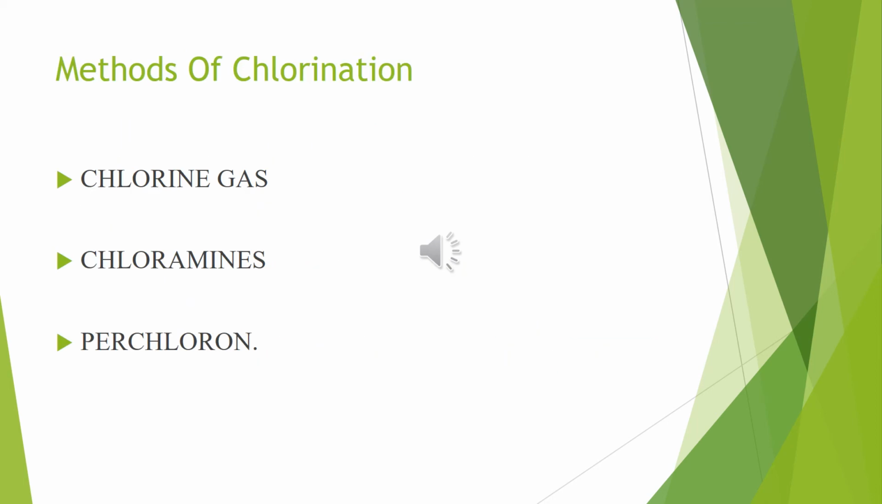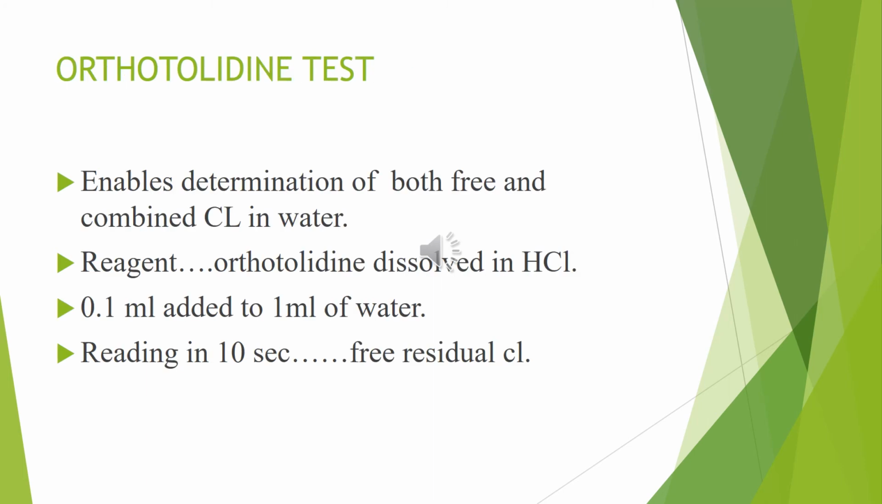For chlorination, chlorine gas is used. Other than that, chloramines and perchloron are also used. The orthotolidine test enables us to detect the free and combined chlorine amount in water. In this test, orthotolidine reagent is used, which is dissolved in HCl. 0.1 ml is added to 1 ml of water, and the reading is taken within 10 seconds for free residual chlorine in water.